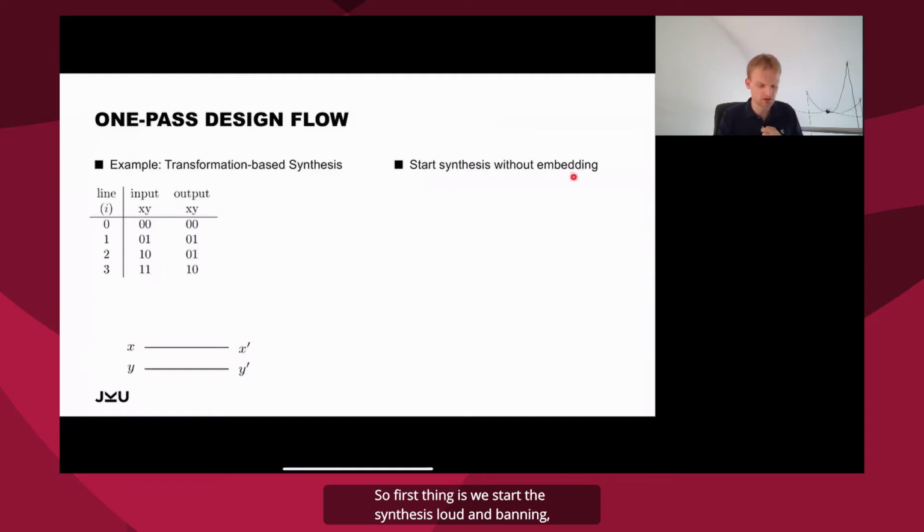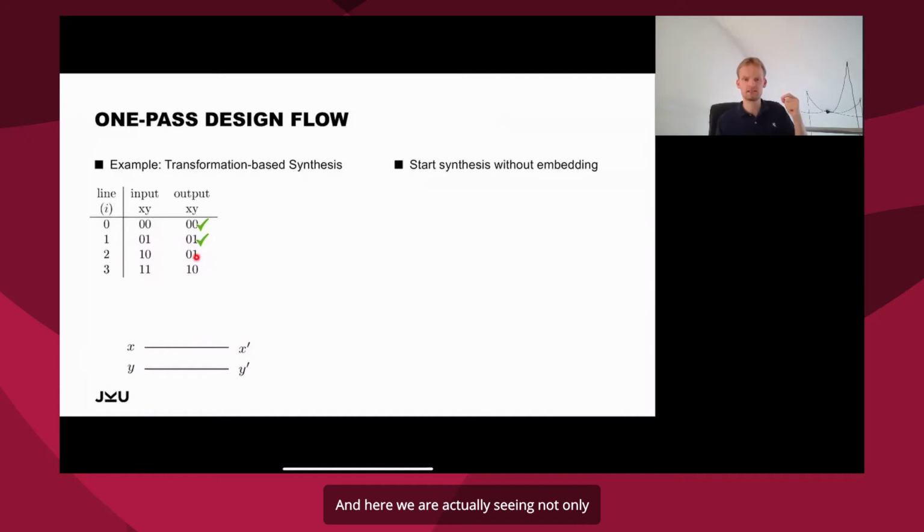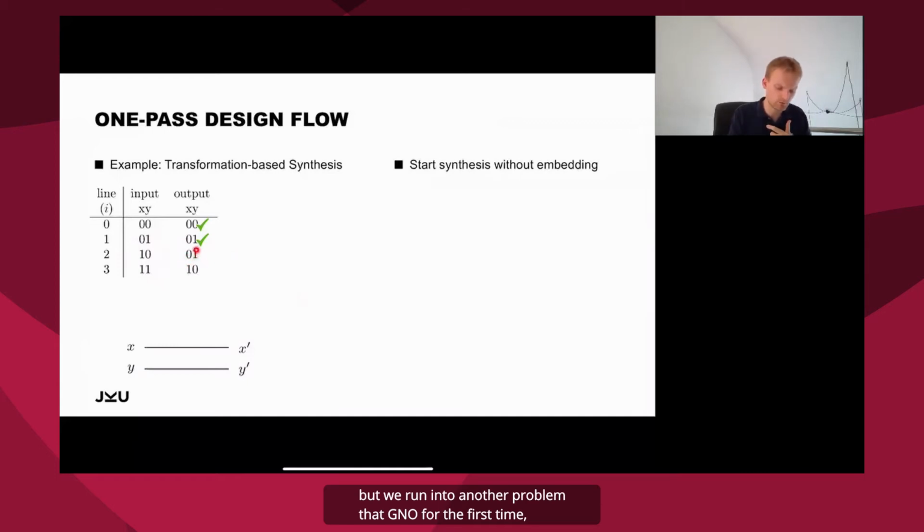So first thing is we start the synthesis without embedding, and we're trying to map each input to the corresponding output. We start with the first truth table line, and here we can already see the input pattern is equal to the output pattern, so nothing to do here. And we have the same for this line here as well. Next, we are considering the third line. And here we are seeing not only that the input is not equal to the output, but we run into another problem: for the first time, we are running into an output pattern which has been considered already before, right?